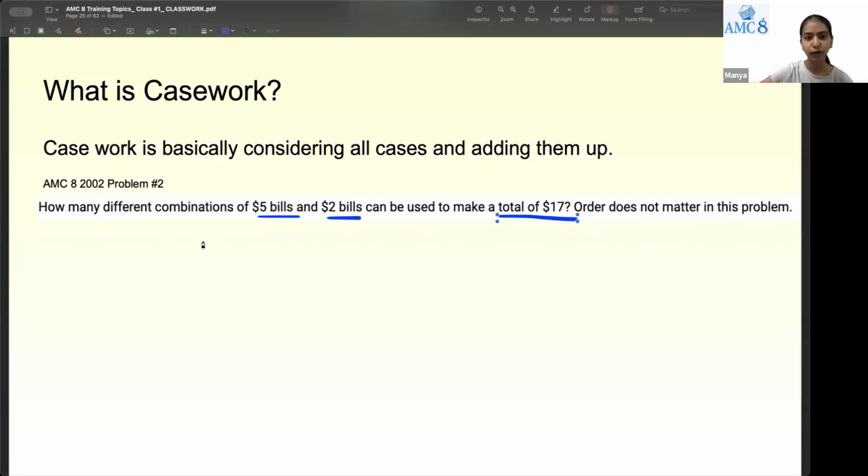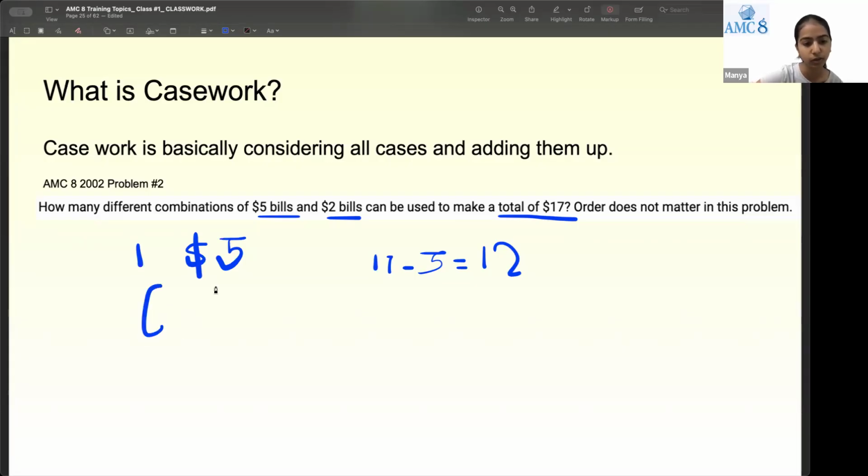Suppose that there's only one $5 bill. So it would be 17 minus 5, and there should be 12 left over, so $12. And for $12, we need to make $12 using only $2 bills. This is just one scenario which we can do, and we will be using 12 divided by 2, which is 6 $2 bills. This is one way. This is one scenario.